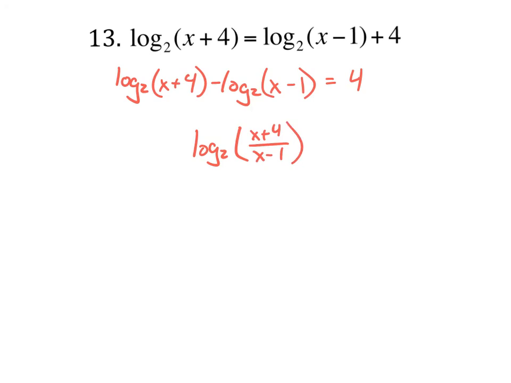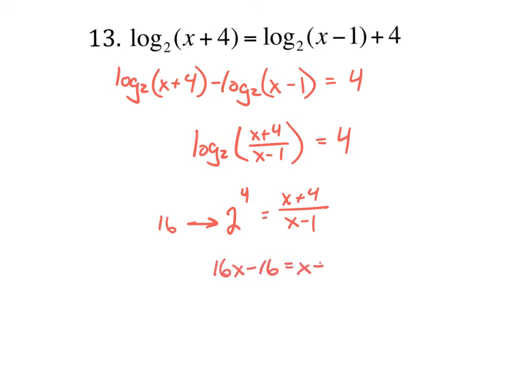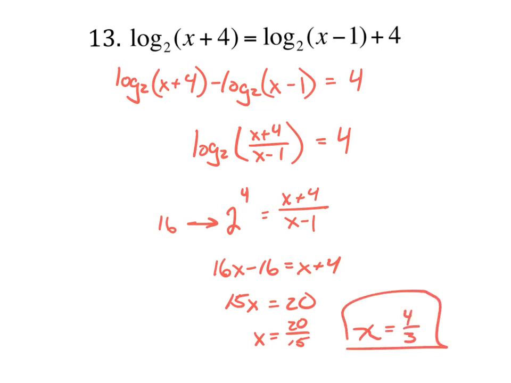So we'll take our logs, write them on one side. Now we have 2 to the 4th power being equal to x plus 4 over x minus 1. We'll cross multiply from there, keeping in mind that this is really a 16. So we'll end up with 16x minus 16 is equal to x plus 4. Do a little adding and subtracting from there. We'll get 15x is equal to 20, and our x value becomes 20 over 15, or rather 4/3.